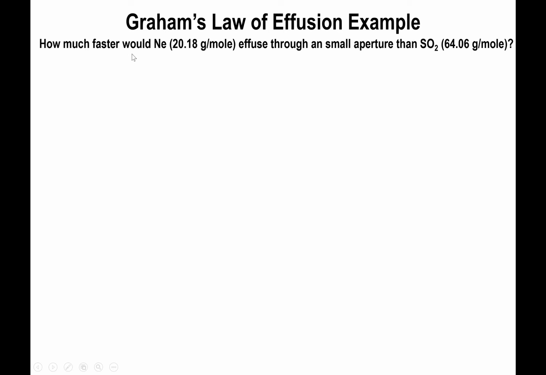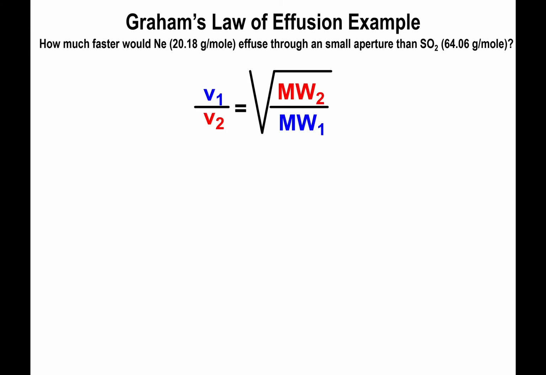Let's say that you have neon gas, which has an atomic mass of 20.18 grams per mole, and you have also sulfur dioxide with a molar mass of 64.06 grams per mole. You're effusing this through a small aperture, and I want to find out how much faster neon moves with respect to SO2 out of this receptacle. The fact that we're comparing the gases implies that we're going to be using Graham's law of effusion. So we have speed 1 over speed 2 equaling the square root of the inverse molecular weights.